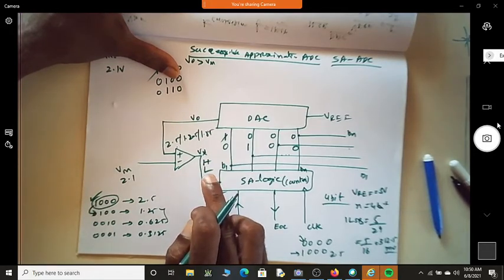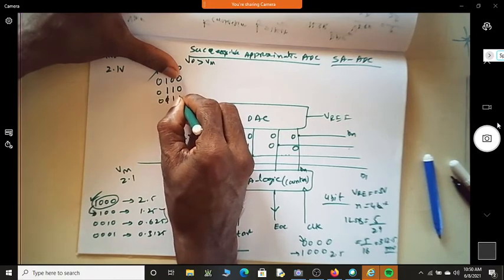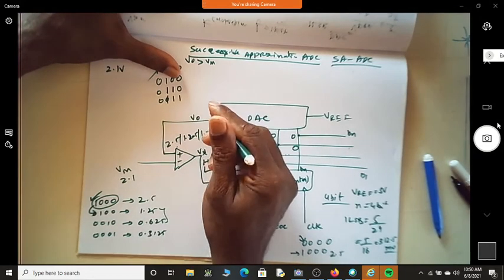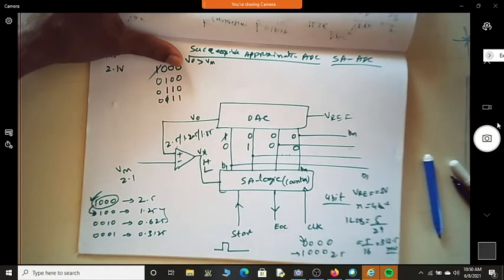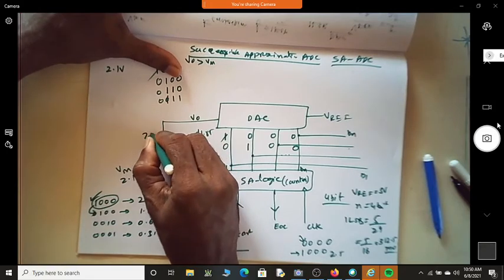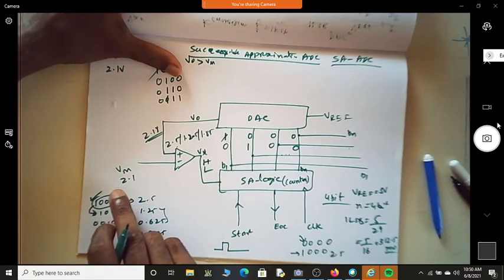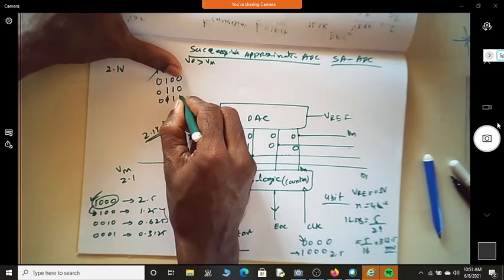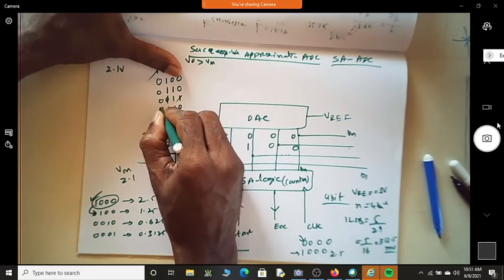Yes, sir. Low. So you retain that, and you make the next available MSB also 1. Of course, in this case, it will become the LSB. Correct? Yes, sir. So what is the voltage now? What is this plus 0.3125? 2.18. Is this more or less than this? Sir, more. Since it is more, you change that from 1 to 0. 0, 1, 1, 0 is your final value.